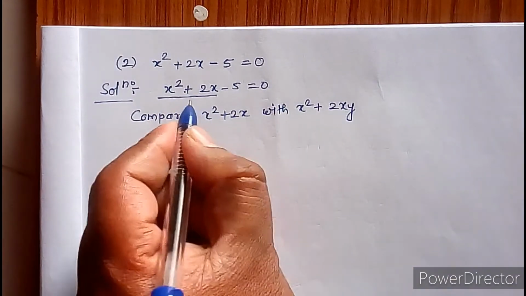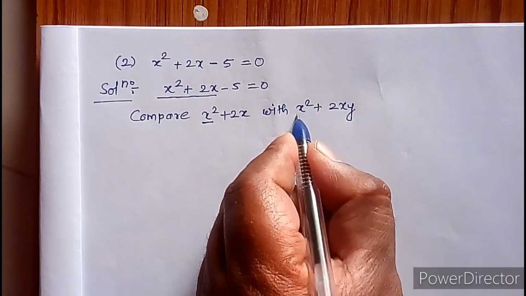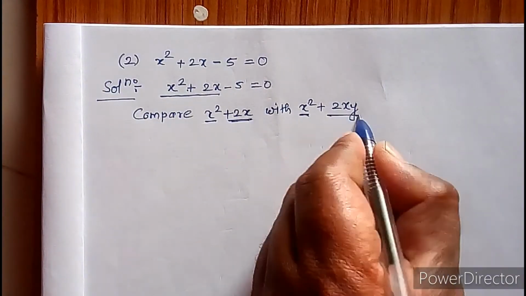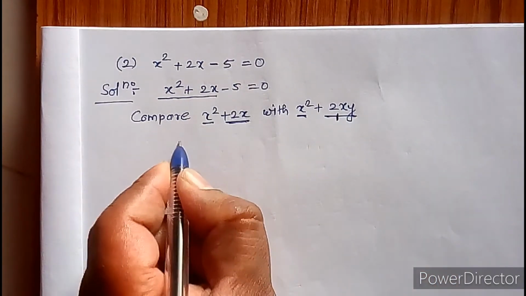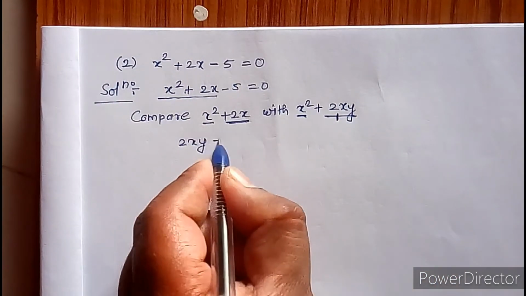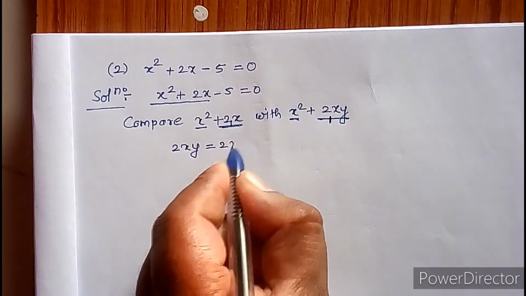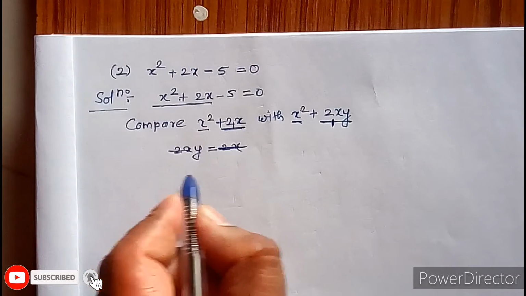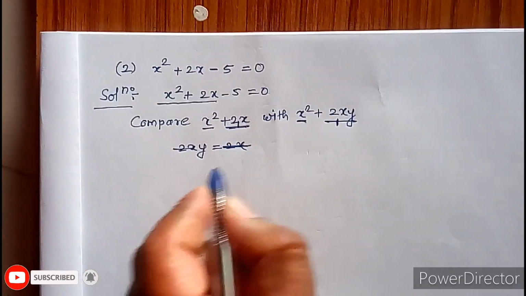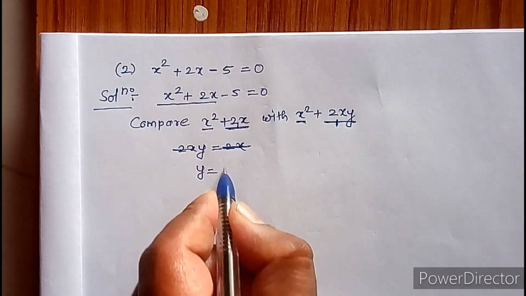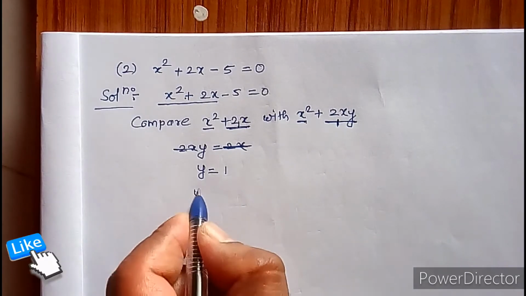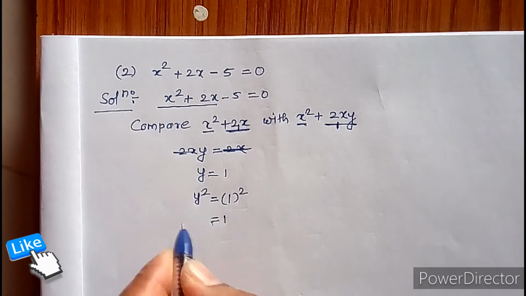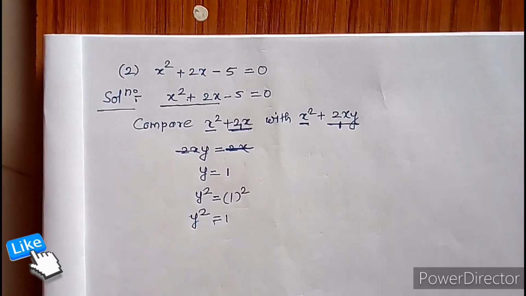Now when we compare, this x square equals x square as it is. Now this twice of x equals twice of xy. It means that this twice of xy equals this twice of x. Here twice of x and twice of x are common, therefore cancelled. Therefore y equals 1. Now on squaring, y square equals 1 square equals 1. Here we get the value of y square equals 1.